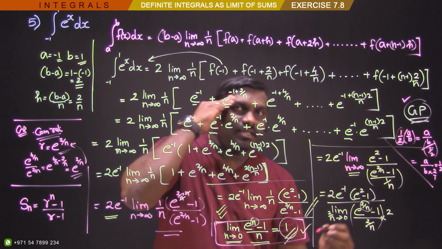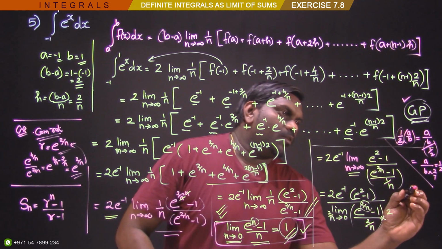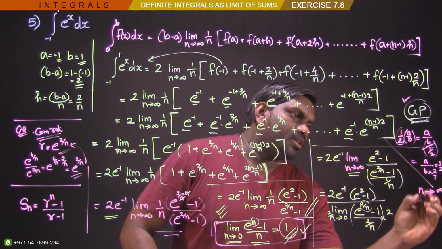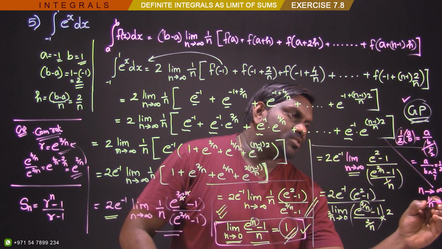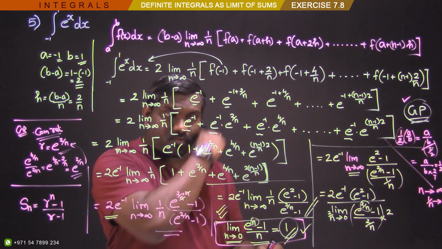Earlier I said, when n is tending to infinity, what happens to 1 by n? It is tending towards 0, dear. It is tending towards 0, right?